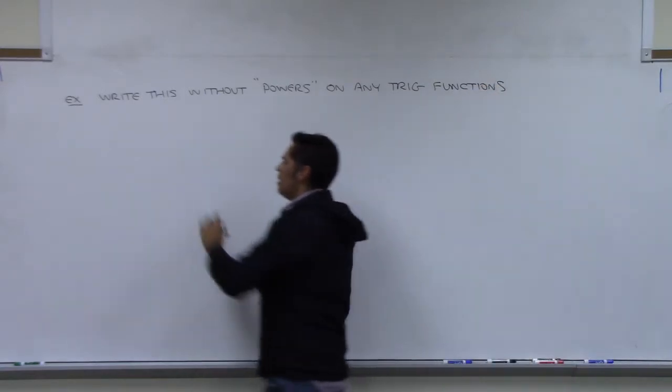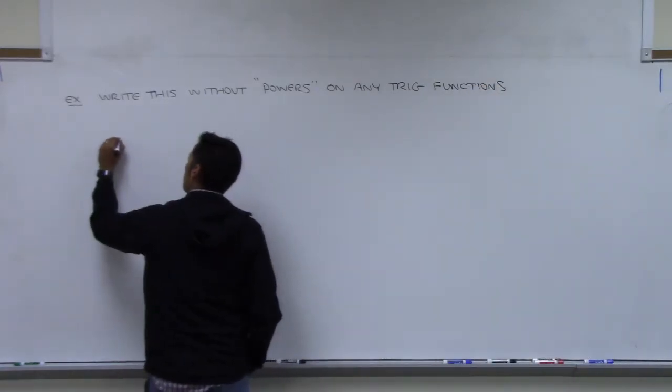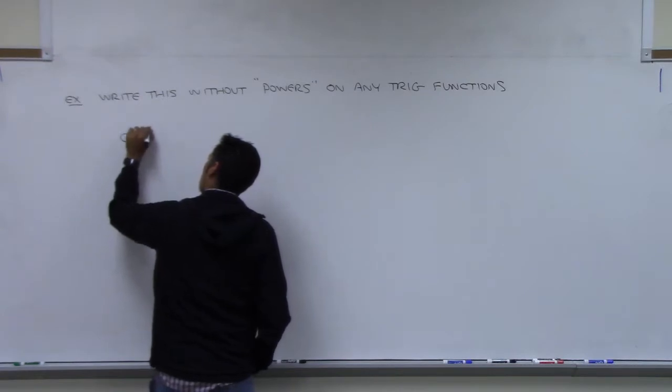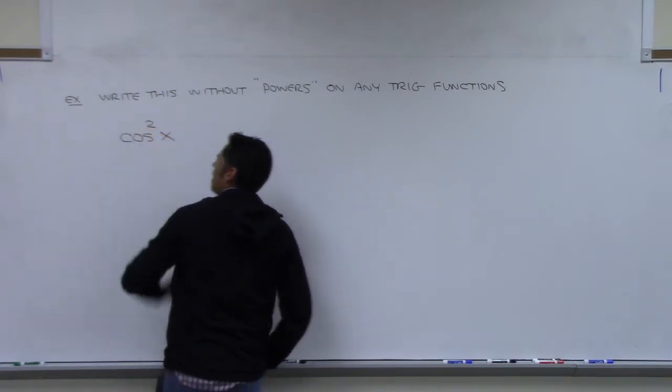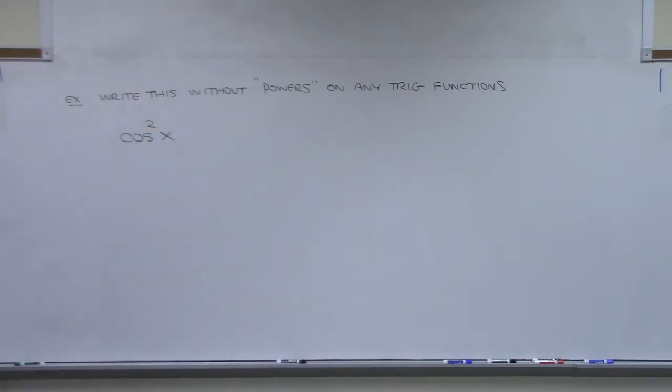So here's the problem. Cosine squared x. I'm going to use x instead of theta. Let's just switch up the variable just for the fun of it, just because we can. All right, I'd like for us to write this where it's rewritten and there's no powers. We don't have any powers.